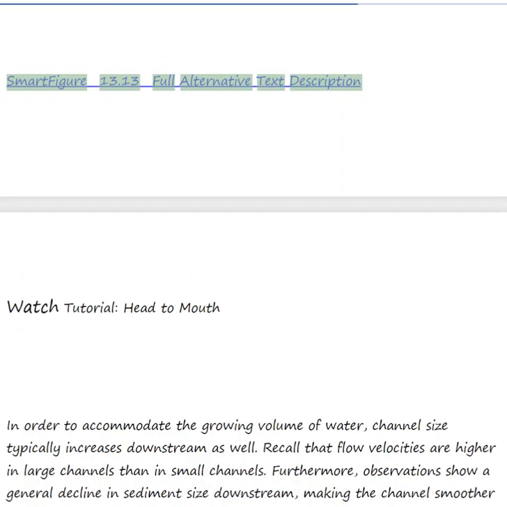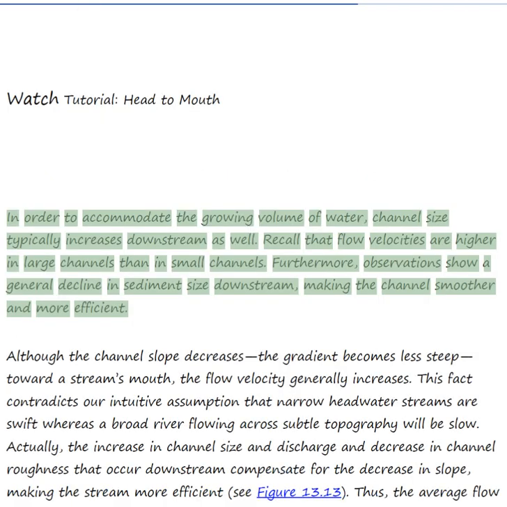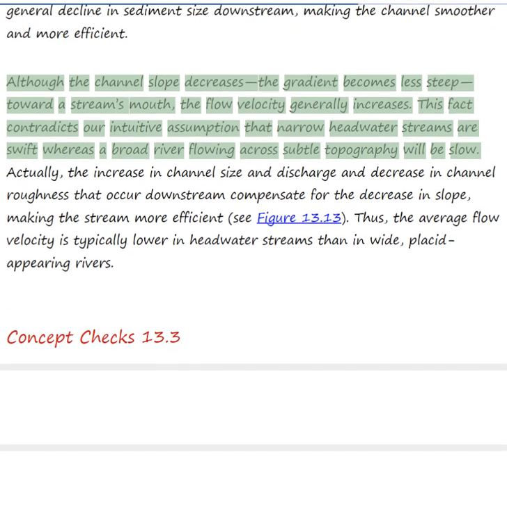Smart Figure 13.13 Full alternative text description. Smart Figure 13.13: Channel changes from head to mouth. In order to accommodate the growing volume of water, channel size typically increases downstream as well. Recall that flow velocities are higher in large channels than in small channels. Furthermore, observations show a general decline in sediment size downstream, making the channel smoother and more efficient. Although the channel slope decreases, the gradient becomes less steep. Toward a stream's mouth, the flow velocity generally increases.